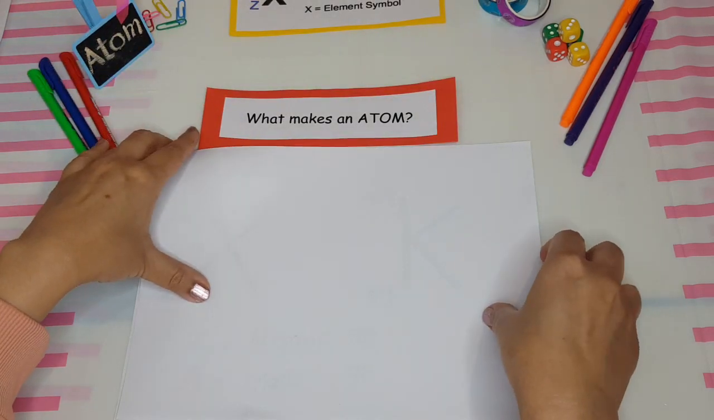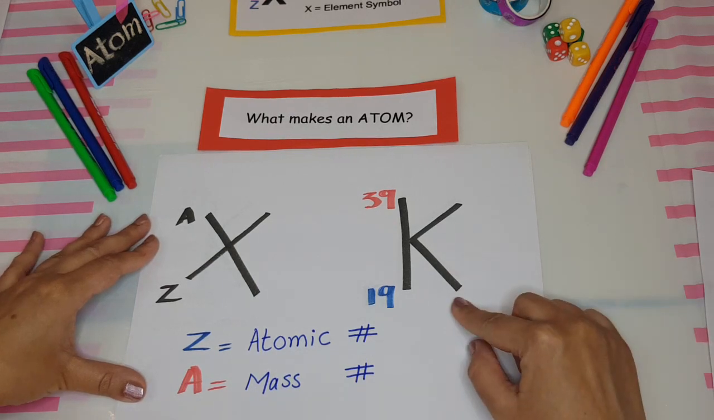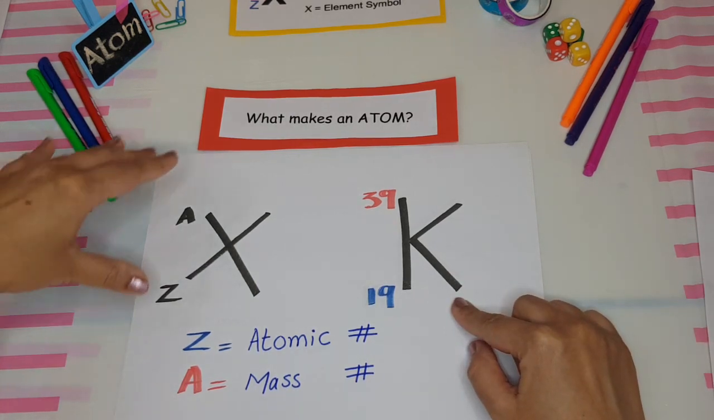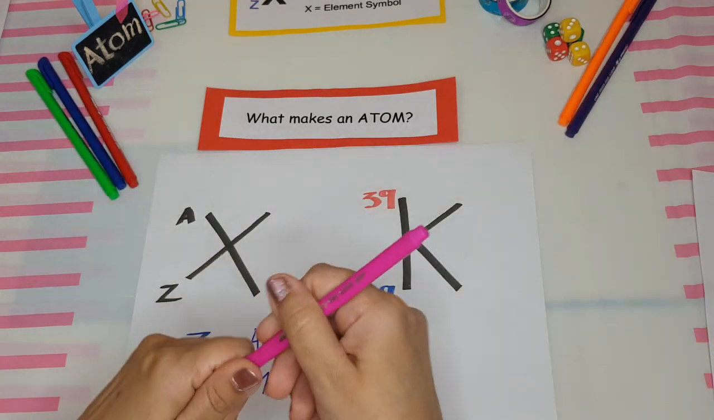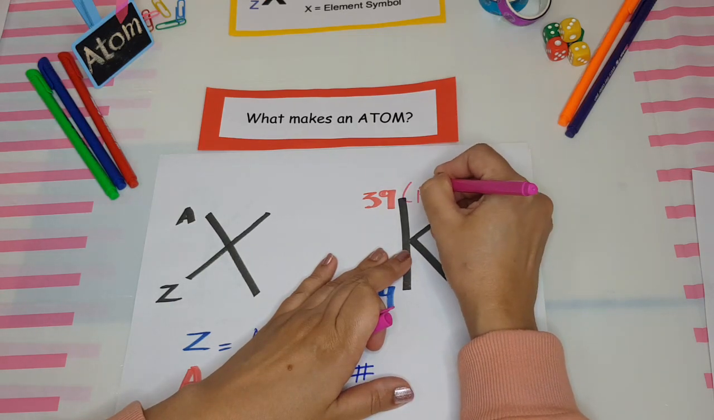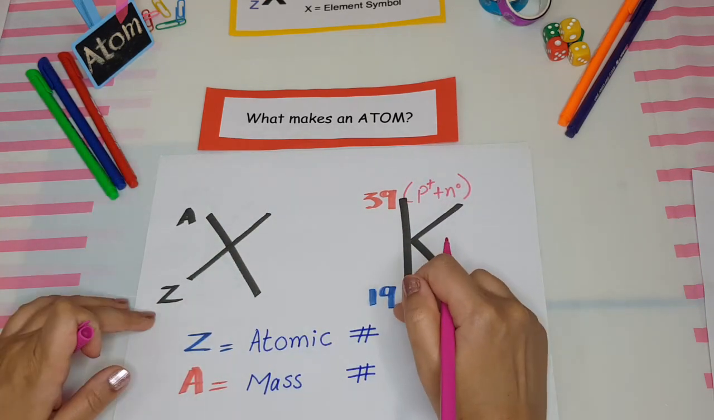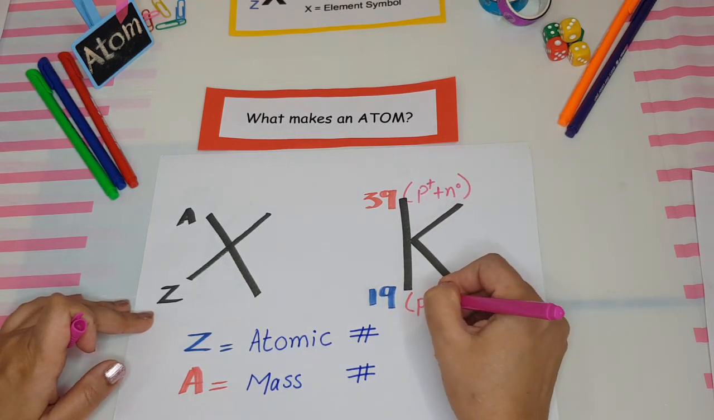Let's see an example. Here is the potassium. A is the mass number, which is the number of protons and number of neutrons, while Z represents the atomic number, which is number of protons.